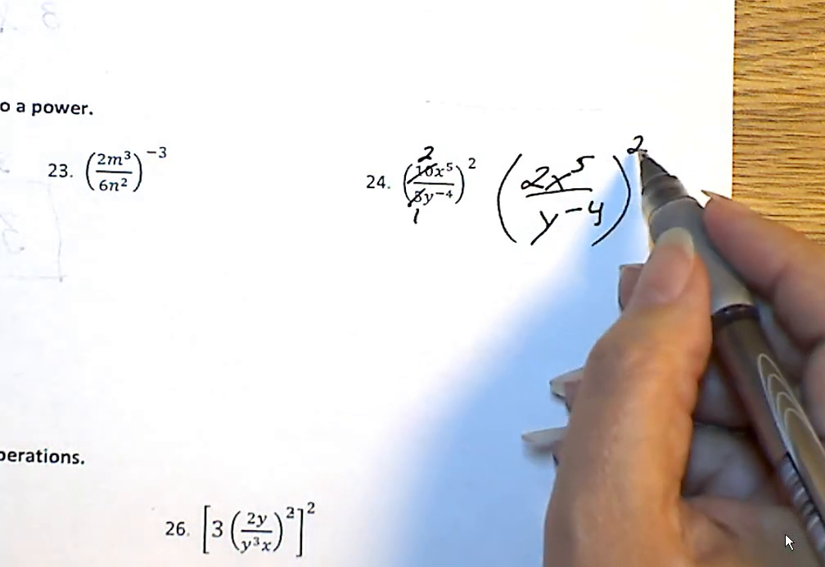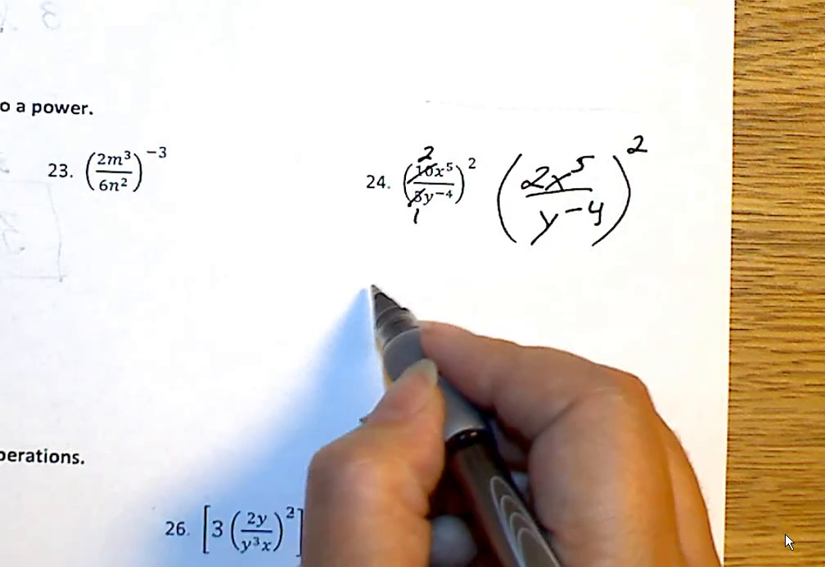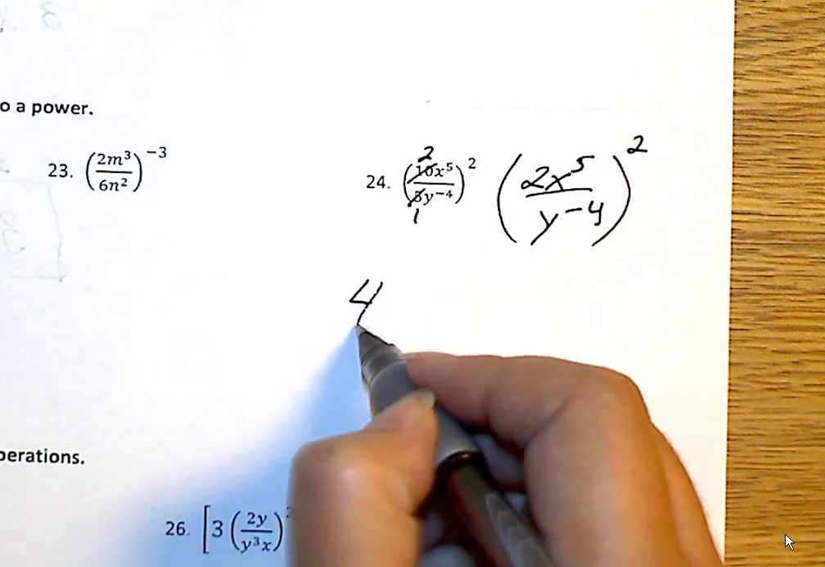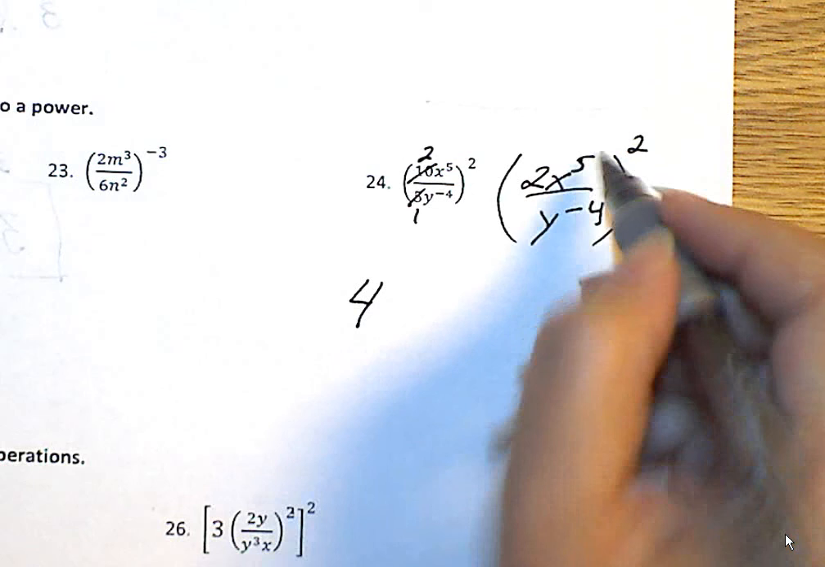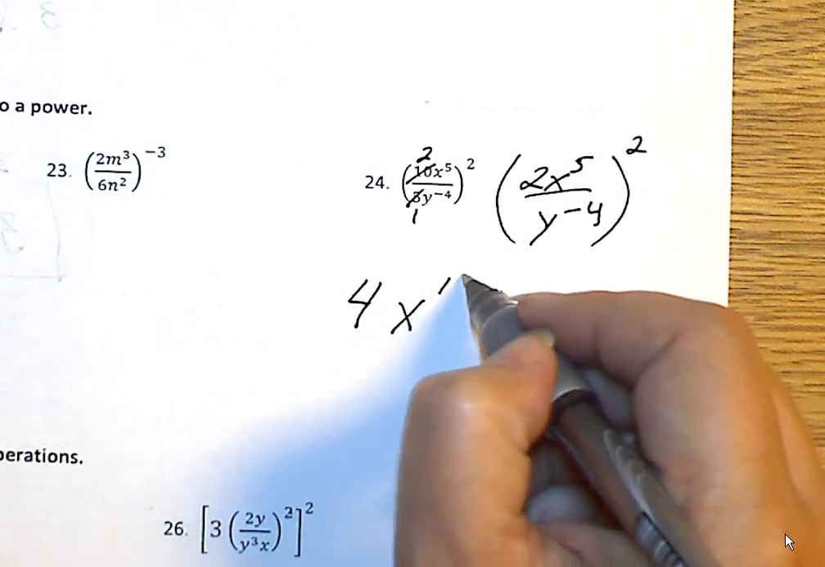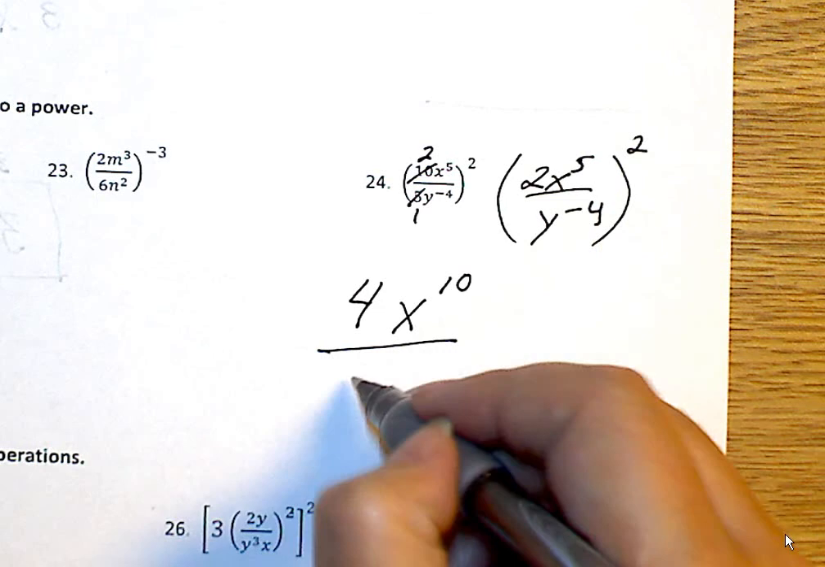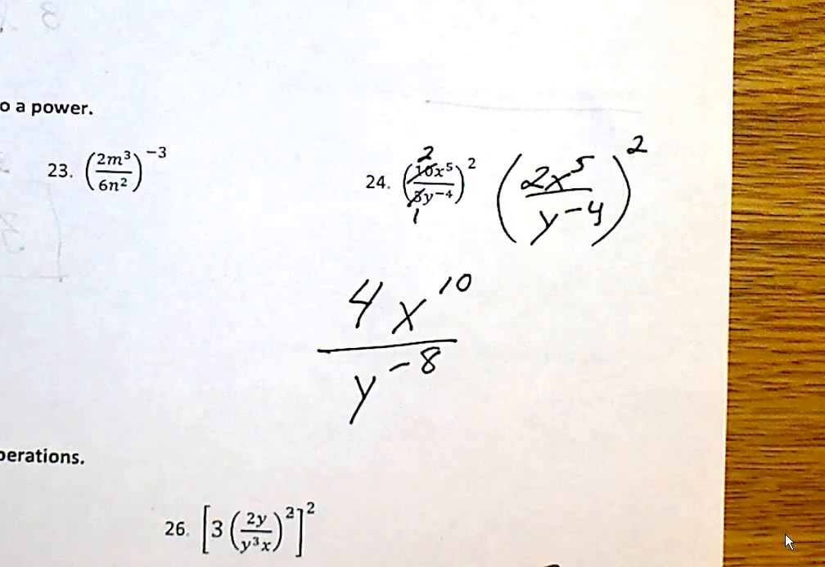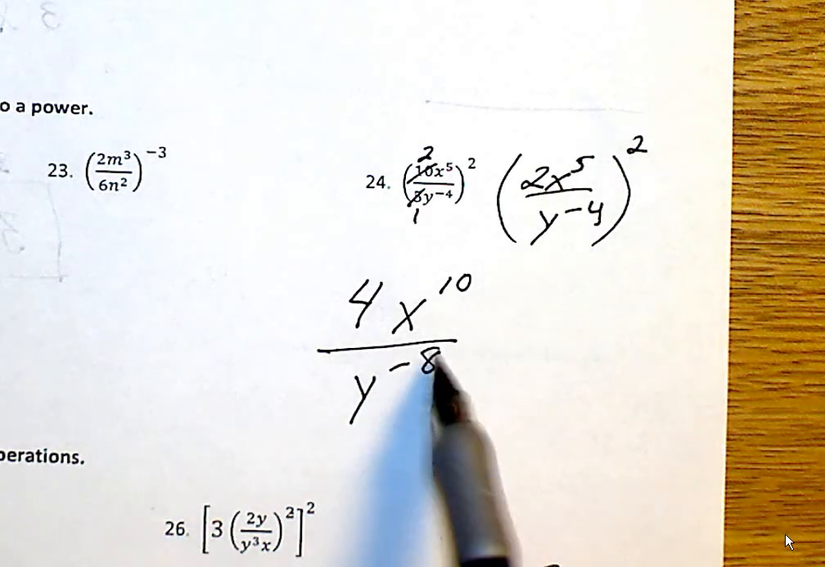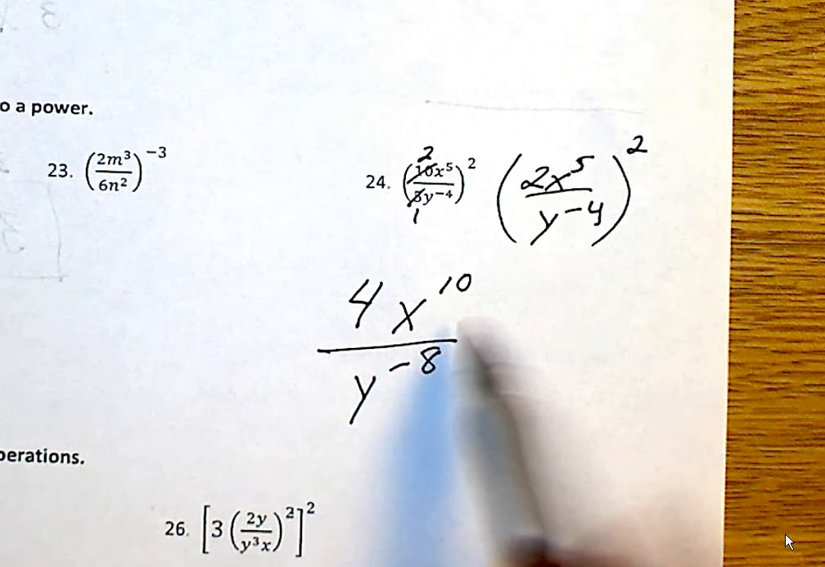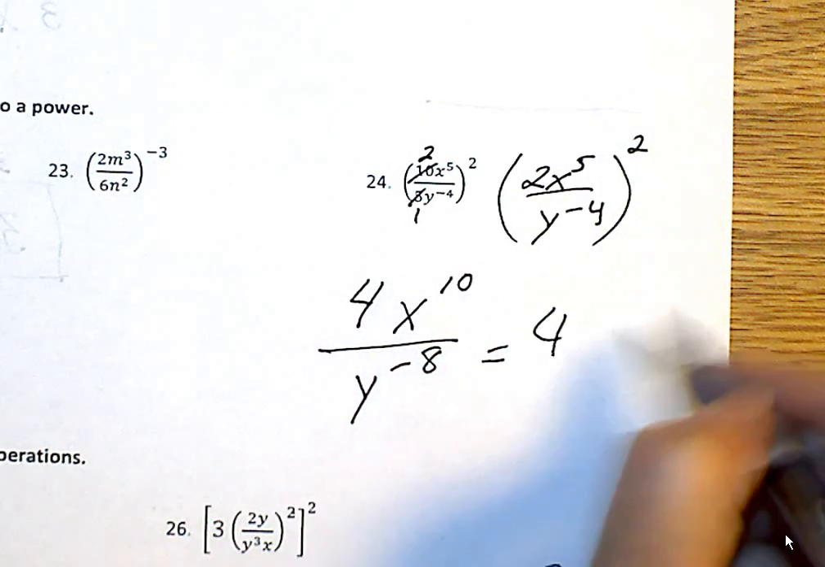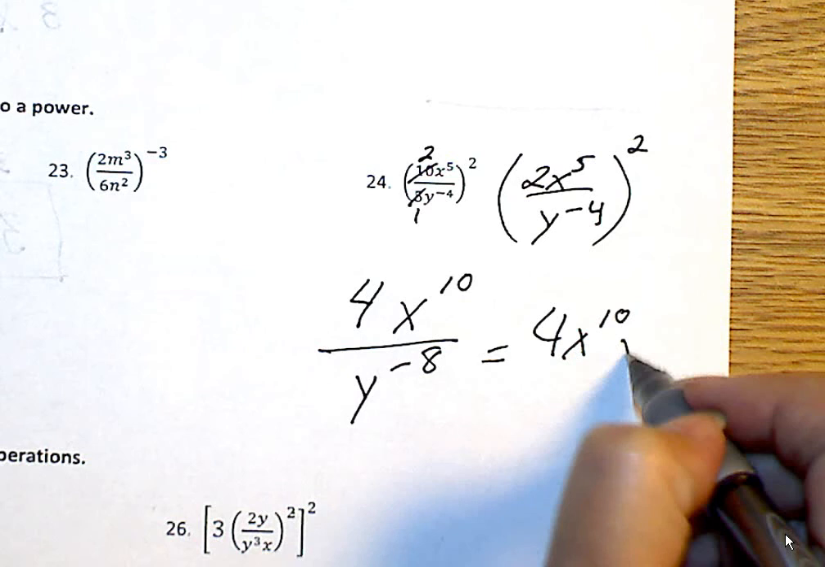So we have 2 squared gives me 4. And we have to multiply these two exponents, so I get x to the 10th. And since I left it this way, I'll just leave it down. We have y to the negative 8. But since this is negative, it has to go to the top. So I have 4x to the 10th, y to the 8th.